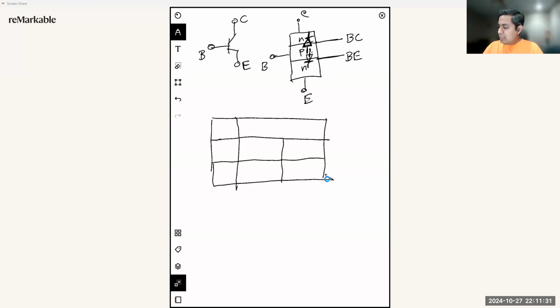So let's say we have our base collector junction. It can be reverse biased or it can be forward biased. And then we have our base emitter junction, which can also be forward biased or reverse biased. So let's see, two of the conditions are really easy to understand: when they are both reverse biased.